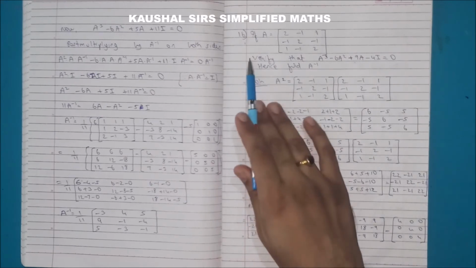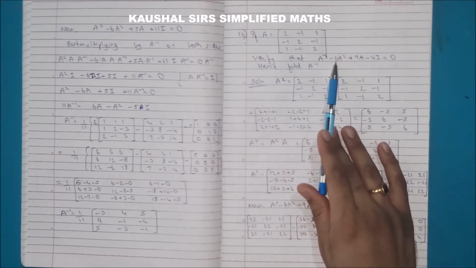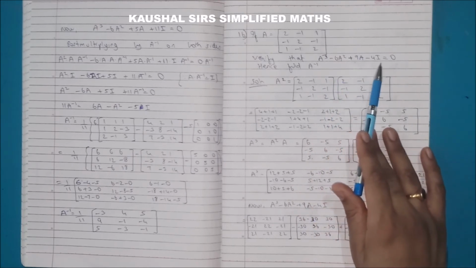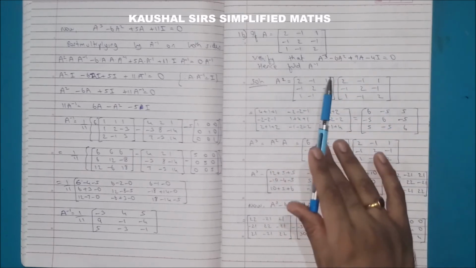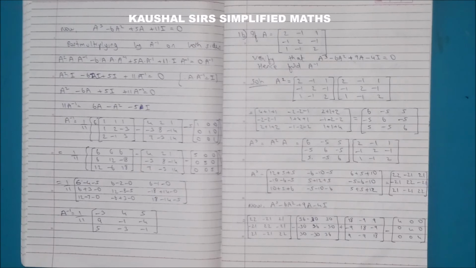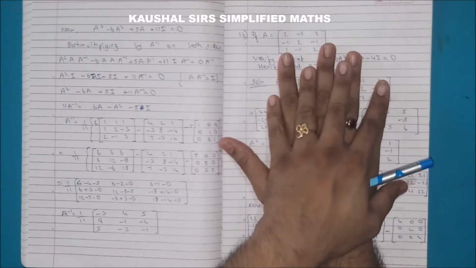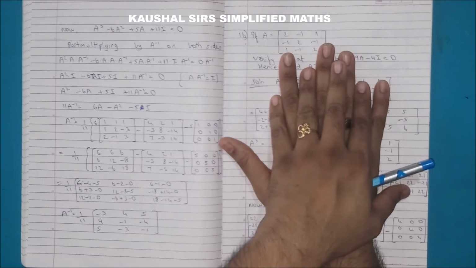Now question number 16. Again we have matrix A is given to us. You want to verify one equation, that A cube minus 6A square plus 9A minus 4I equal to 0. Hence find A inverse. Students, it is exactly similar like the previous question. Okay, I hope you can try this on your own. Please pause the video and do it on your own.